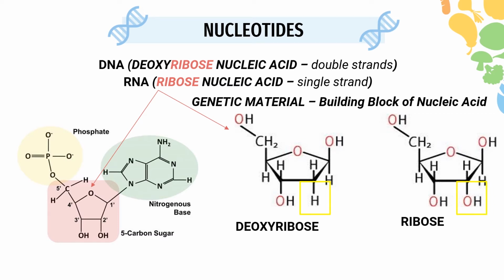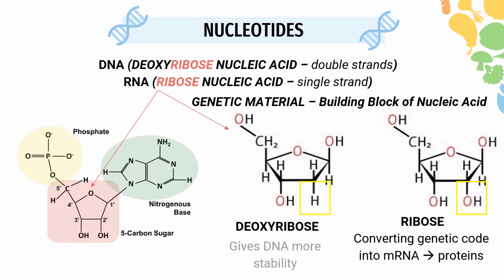RNA's extra hydroxyl groups are useful in the process of converting genetic code into mRNAs that can be made into proteins, whilst the deoxyribose sugars give DNA more stability.